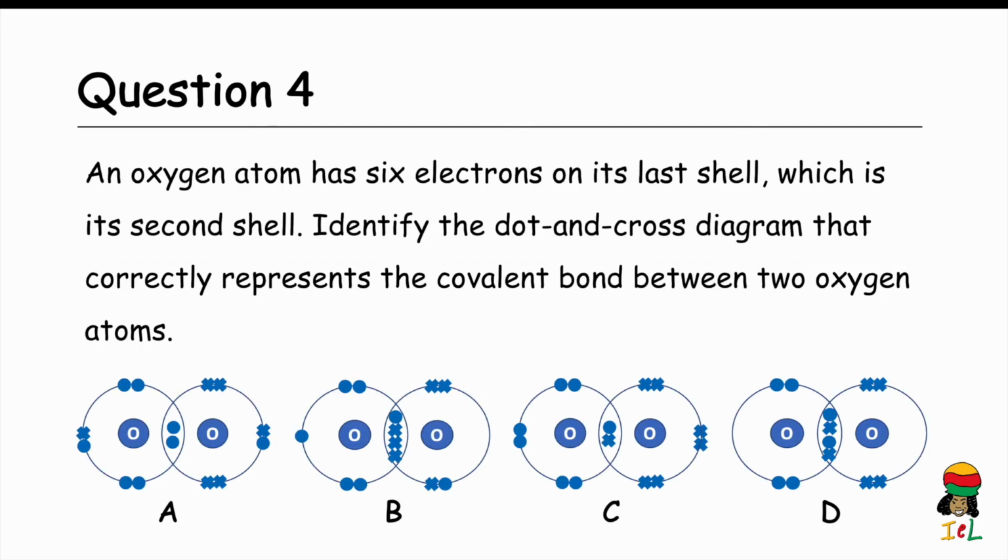Question 4. An oxygen atom has 6 electrons on its last shell, which is its second shell. Identify the dot and cross diagram that correctly represents the covalent bond between 2 oxygen atoms. Is it option A, B, C, or D?